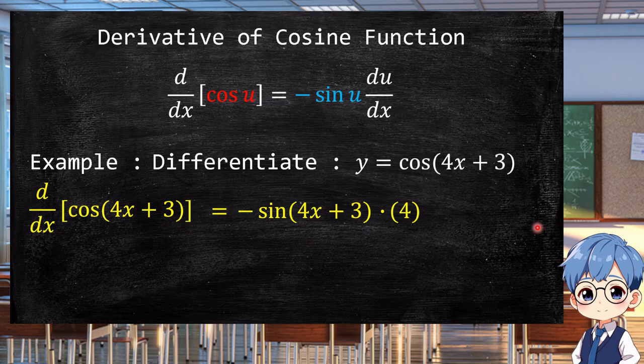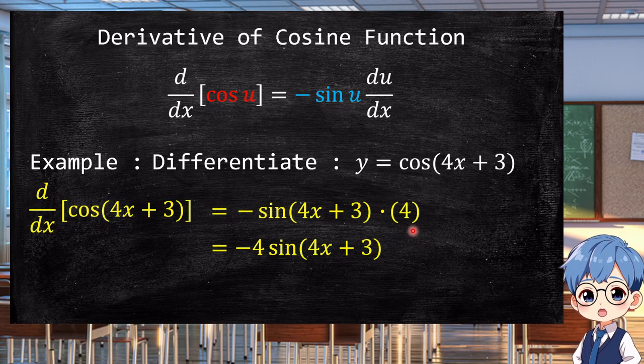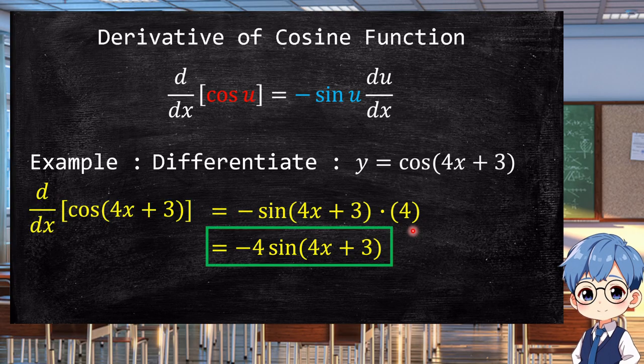And then rewrite. Again, be careful, do not multiply this to the angle because this is the angle. This is an input value, this is not. So we have negative 4 sine of 4x plus 3, and this is the final answer. Let's go to the next formula.